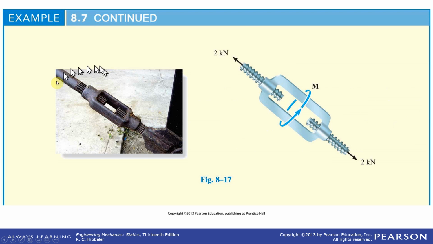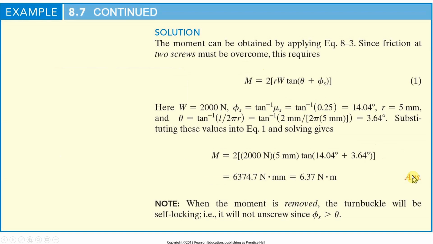This is a picture of a turnbuckle. One of them's left-handed threads, one of them's right-handed threads. So when you turn this outer piece, the threads either move together or apart. So we're asking what happens if we move them apart. You'll notice the angles on the threads are different. 2 kilonewtons, 0.25 coefficient of friction. So there we go.